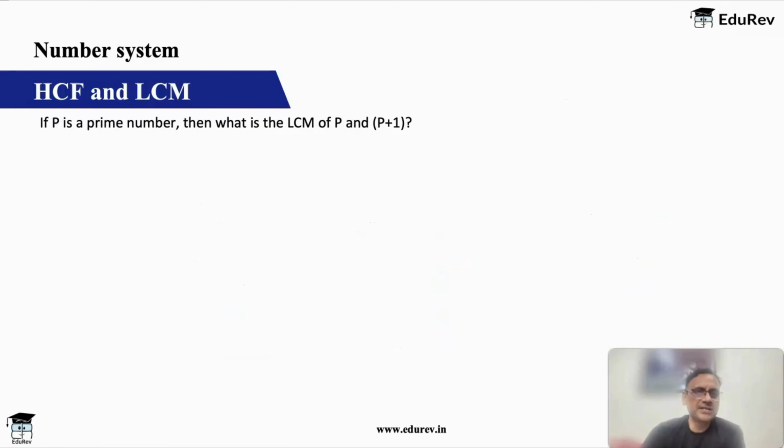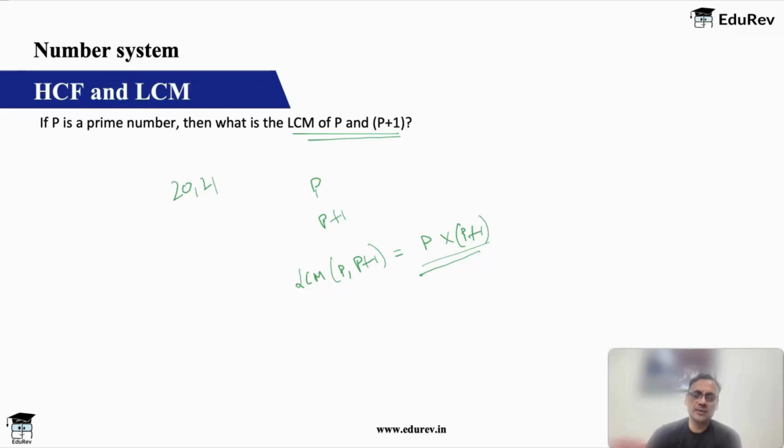One more question. If p is a prime number, then what is the LCM of p and p plus 1? Now this, if you remember, we had discussed some time back that p and p plus 1 are consecutive numbers, right? And consecutive numbers are always co-primes. And for co-prime numbers, their LCM is their product. So the LCM of p and p plus 1 is going to be p into p plus 1. As simple as that. That is the answer. For example, if you look at 20 and 21, their LCM is 20 into 21. As simple as that.